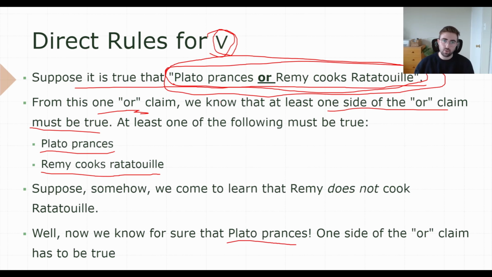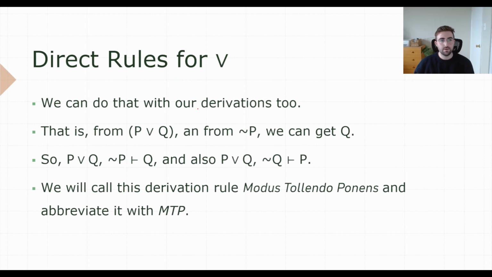Because at least one side of this big statement up top here has to be true. So if we know one side is false, the other side has to be true. So if you have, if Plato prances or Remy cooks ratatouille, then you find out Remy doesn't cook ratatouille, well, now you're going to know that Plato prances. We'll do that kind of maneuvering in our derivations as well.